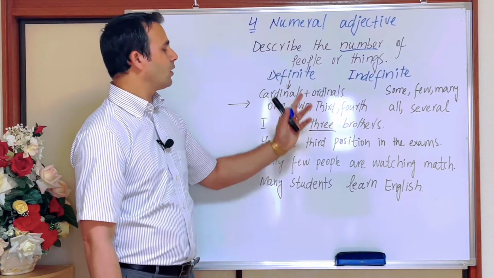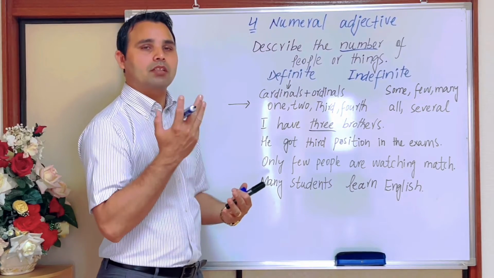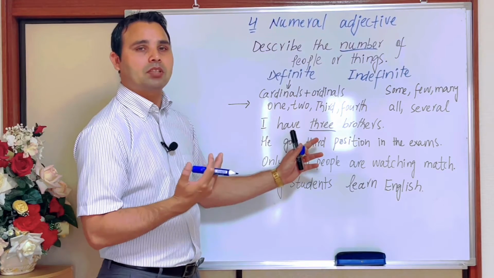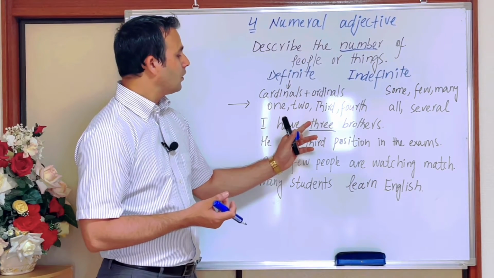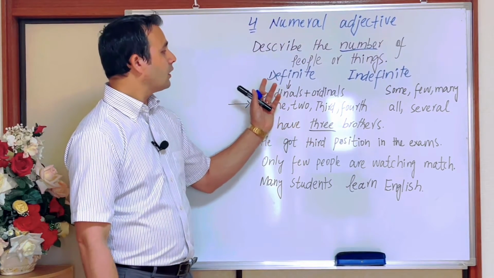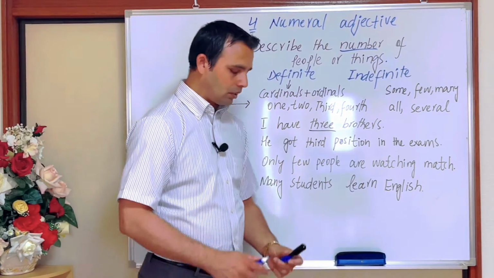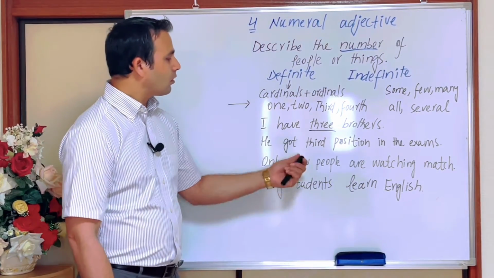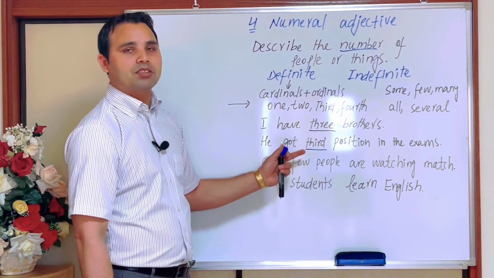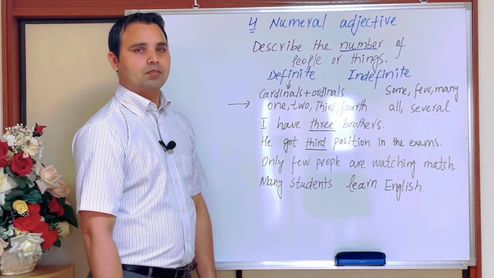definite numeral adjective. Definite means this is a definite number, like 1, 2, 3. I have 3 brothers. So this is definite that I have 3 brothers. So this is the example of definite numeral adjective. He got 3rd position in the exams. 3rd position. This is also the example of definite numeral adjective.